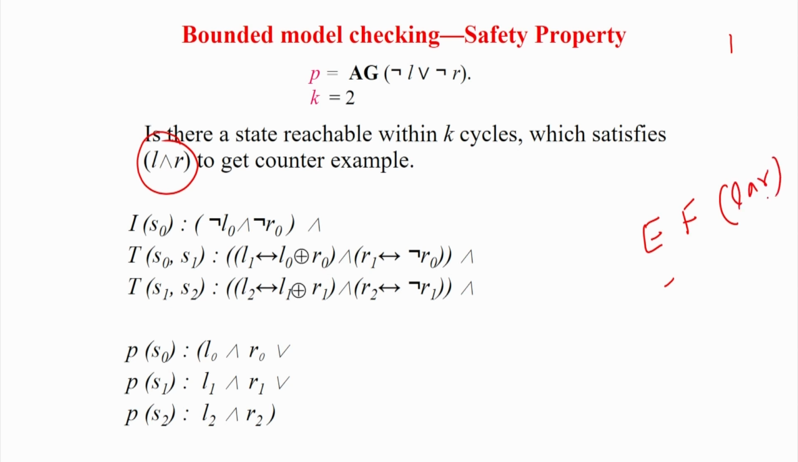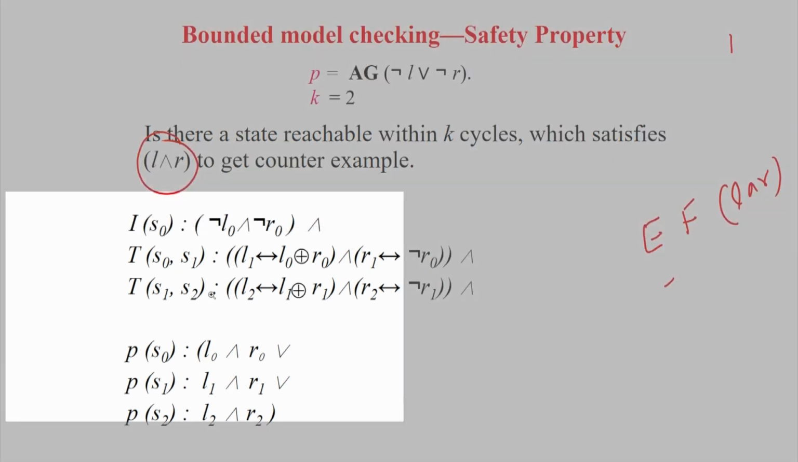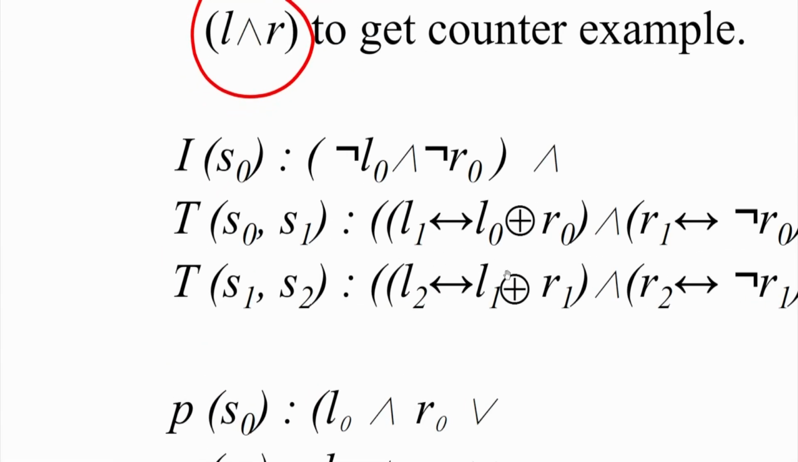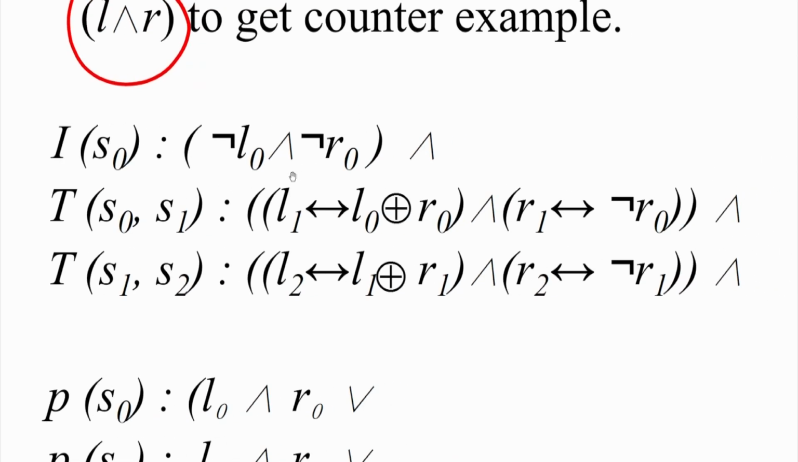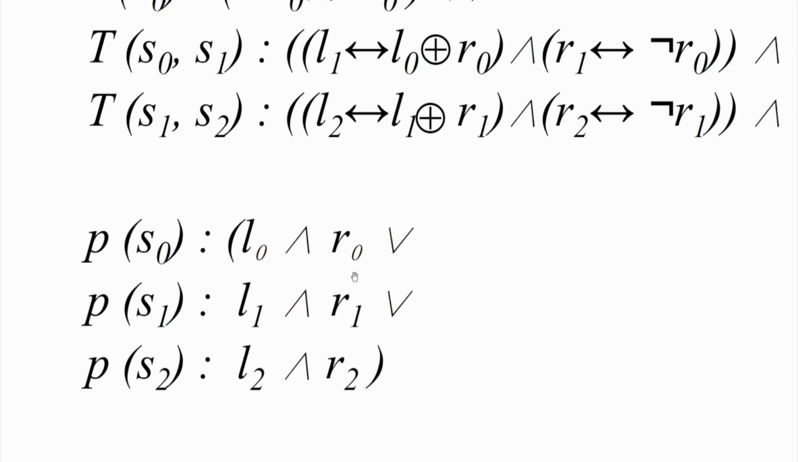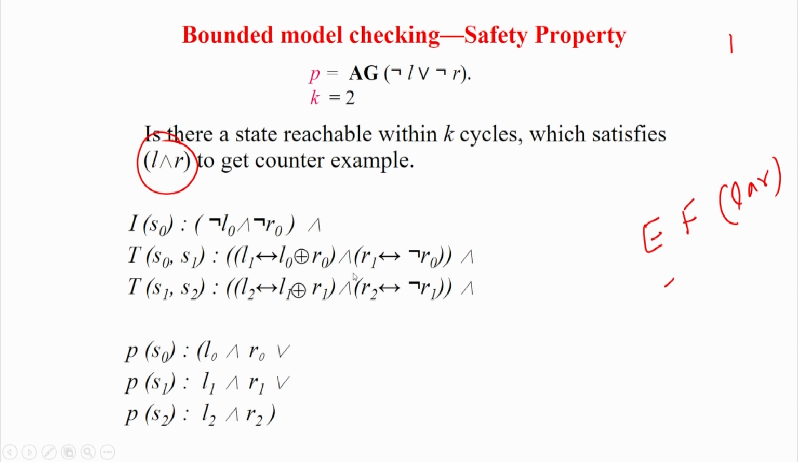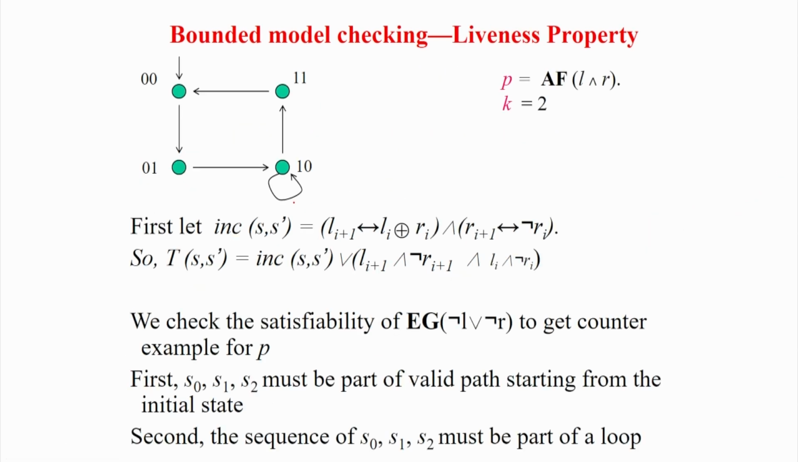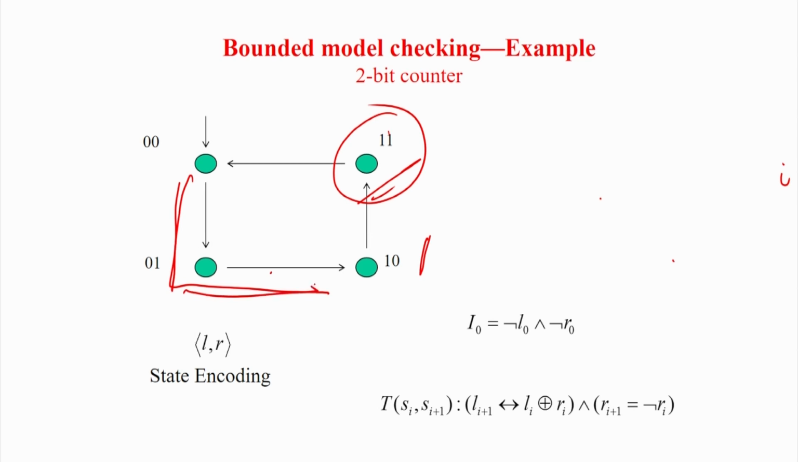So how do you write it? Pay attention: S naught. If you look at this, not L naught and R naught is basically the characteristic function of the initial state. Then state transition 1 and state transition 2, from S0 to S1 and S1 to S2. L1 is nothing but the XOR of L0 and R0, and R1 is nothing but not of R0. Already we have seen this in the last slide. Similarly, for the second transition we can model it. Now, in this first clause, the first set is the initial state, and the other two model this transition and then that transition.